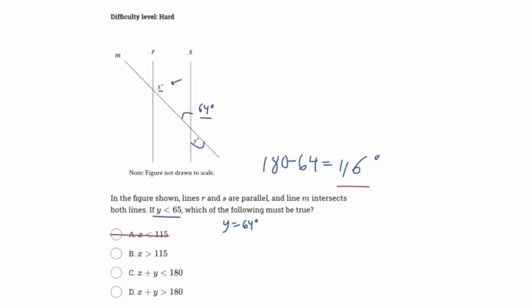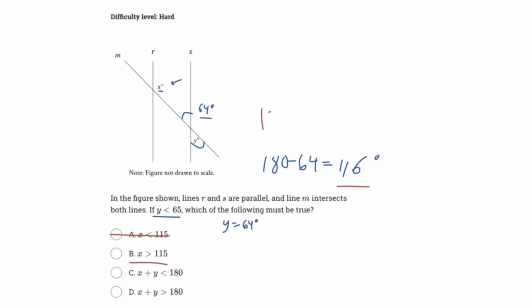If we were to lower this angle, which we would have to, I mean, if we had like 64.99, we would end up getting like 115.0001, right? But let's see if B is true. B says X has to be greater than 115. Is that true? Well, we know that the biggest value of Y that we can have is not even 65, because it can't be equivalent to it. It would have to be like 64.999.